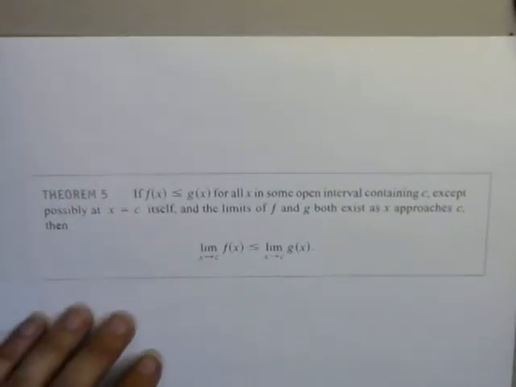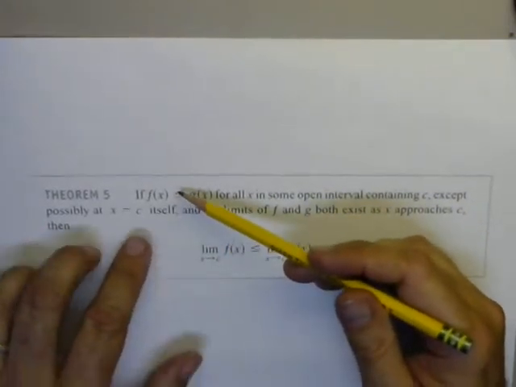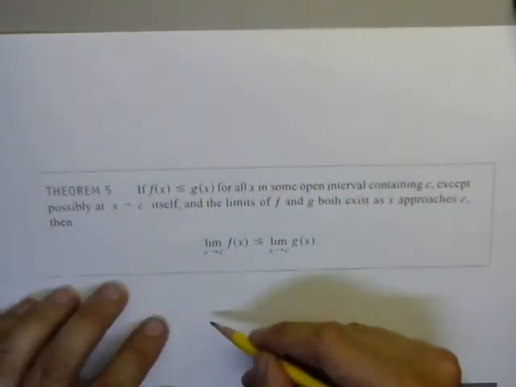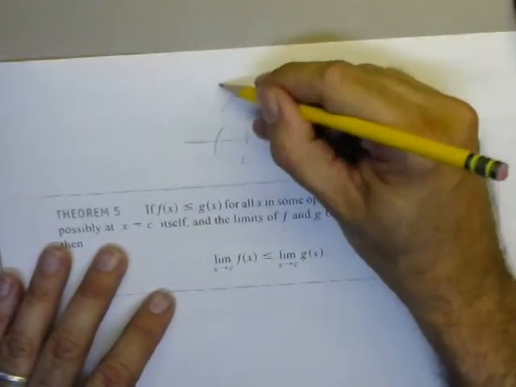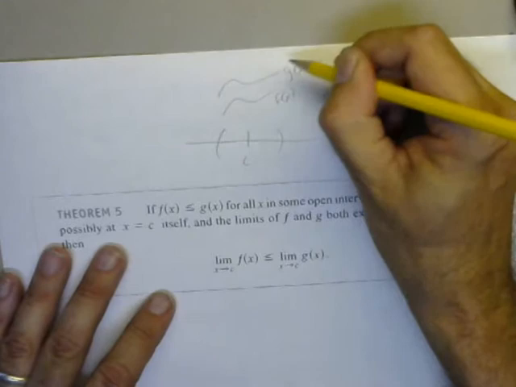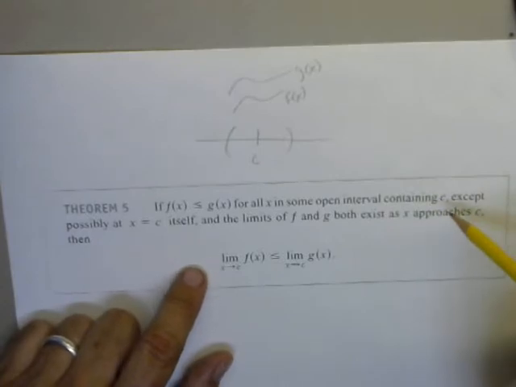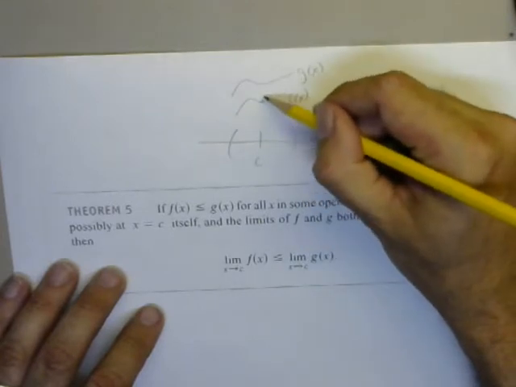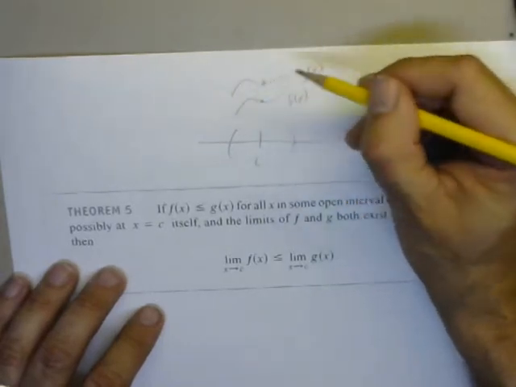All right, well, that brings us to the last theorem in this section and the last slide here. This says that if f of x is some function where the height of f of x is always less than g of x for all x in some open interval around c, so you've got c here and some open interval around it, and f of x is always below g of x. Maybe f of x could be equal to g of x, but it certainly can't be bigger. And the limits of f and g both exist as x approaches c, then basically what this is saying is the height that f of x approaches as x approaches c should be less than or equal to the height that g of x approaches.